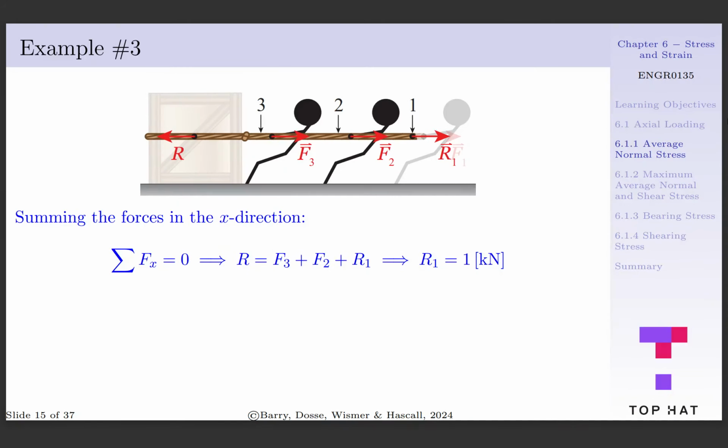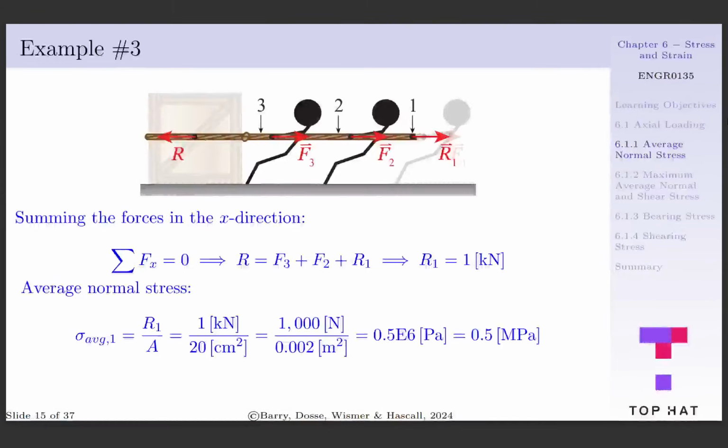Lastly, we'll apply the sum of forces in the x direction for section 1 of the rope and see that minus R plus F3 plus F2 plus R1 is equal to 0. Solving this gives R1 equal to 1 kilonewton. The average normal stress in this section of the rope is then equal to 1 kilonewton per 20 centimeters squared, and dividing this gives an average normal stress value of 0.5 e to the 6th Pascal, or 0.5 megapascal.